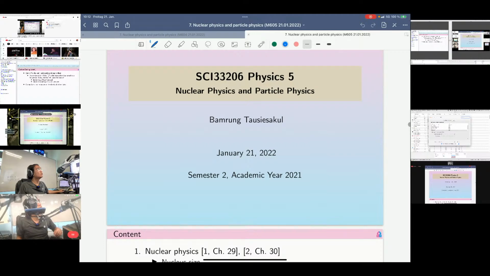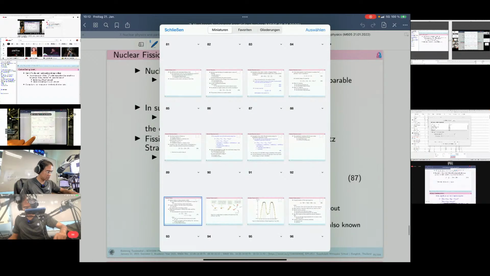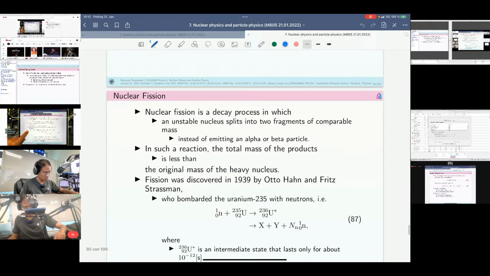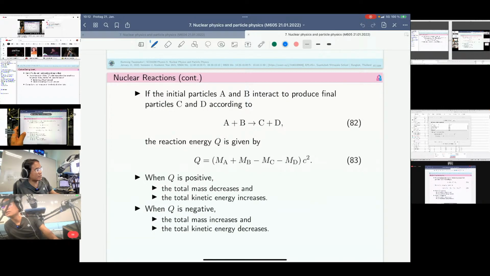For M605, we finished the carbon dating, right? And we will start the nuclear reactions. We arrive at the problem of nuclear reaction energy. Let's continue our story.